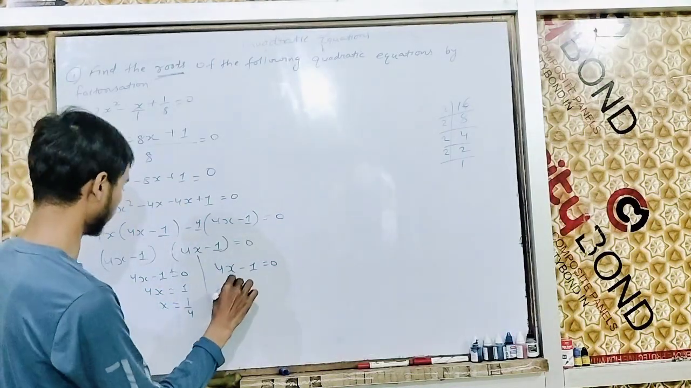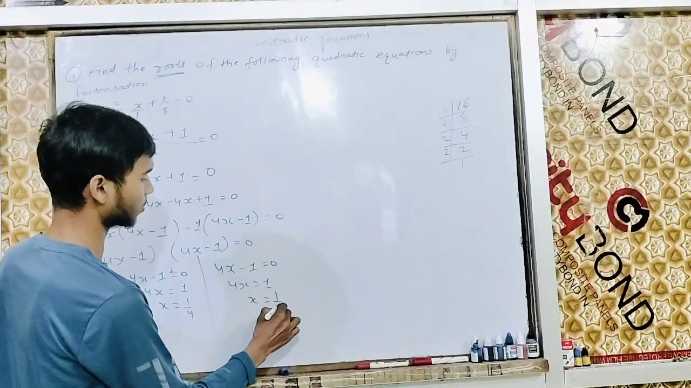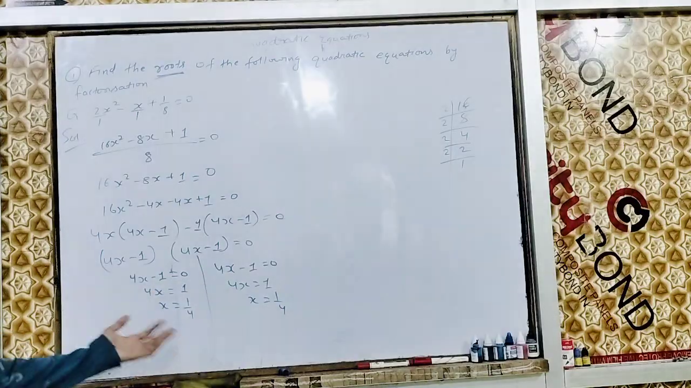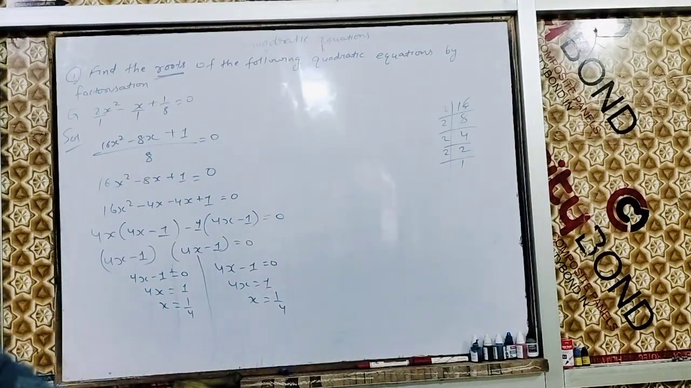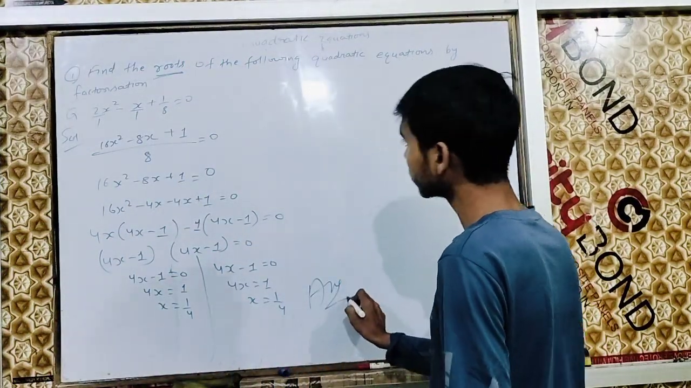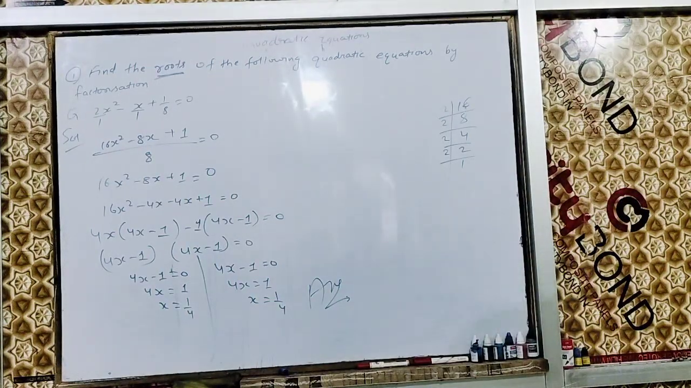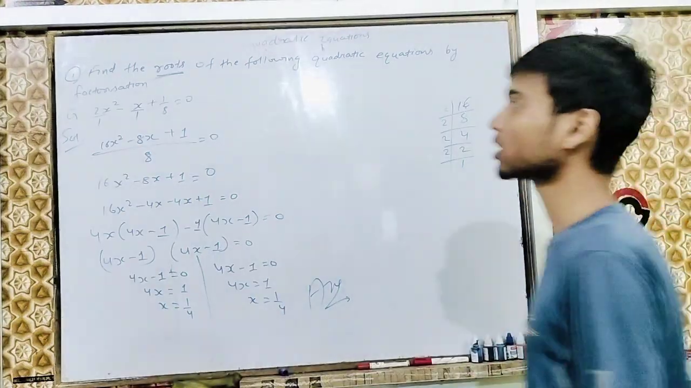And same here, you will get how much? 4x is 1, and x is coming 1 upon 4. Both are same. Here we got 2 roots and both are same. It means both are real numbers which are equal. So this is our final answer. That is how you will solve a question if a number is coming in the denominator.